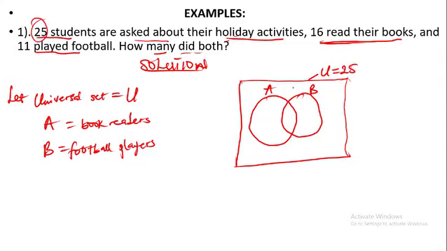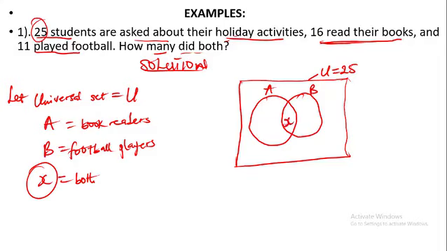Is that okay? Now the question says that 16 read their books, and 11 played football. Then how many did both? So let those who did both be X. Those who read their books and at the same time played football, let us take it to be X, which is the unknown. And remember, we are asked to enter the data in the Venn diagram, starting with the unknown, which is X.